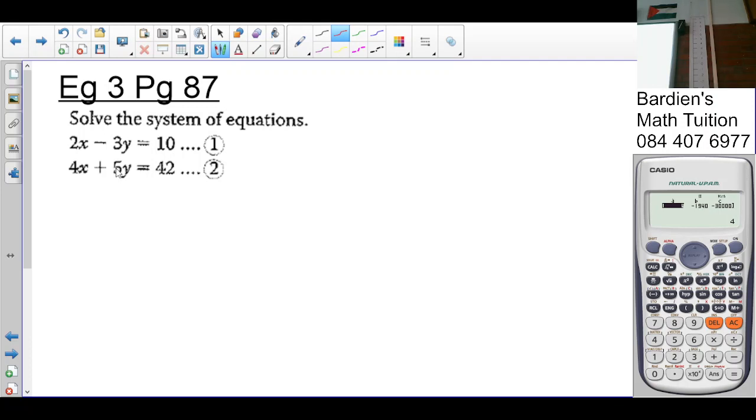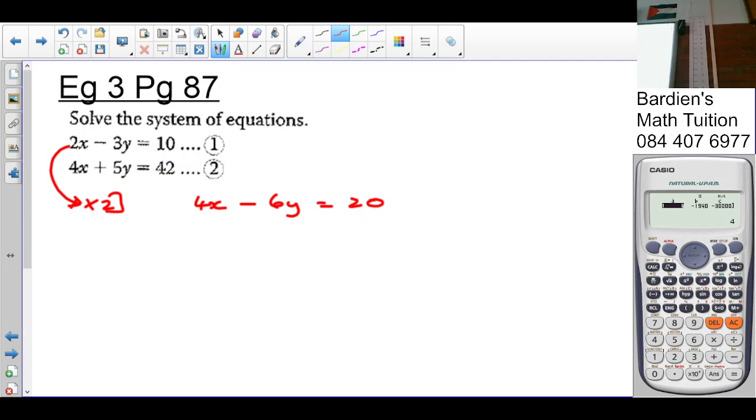So from equation 1, I'll multiply this by 2. If I multiply this by 2, what do I get? 4x minus 6y equals 20. You all agree that that equation is still the same equation. If I divide throughout by 2, I'll get equation 1 again. Not so?